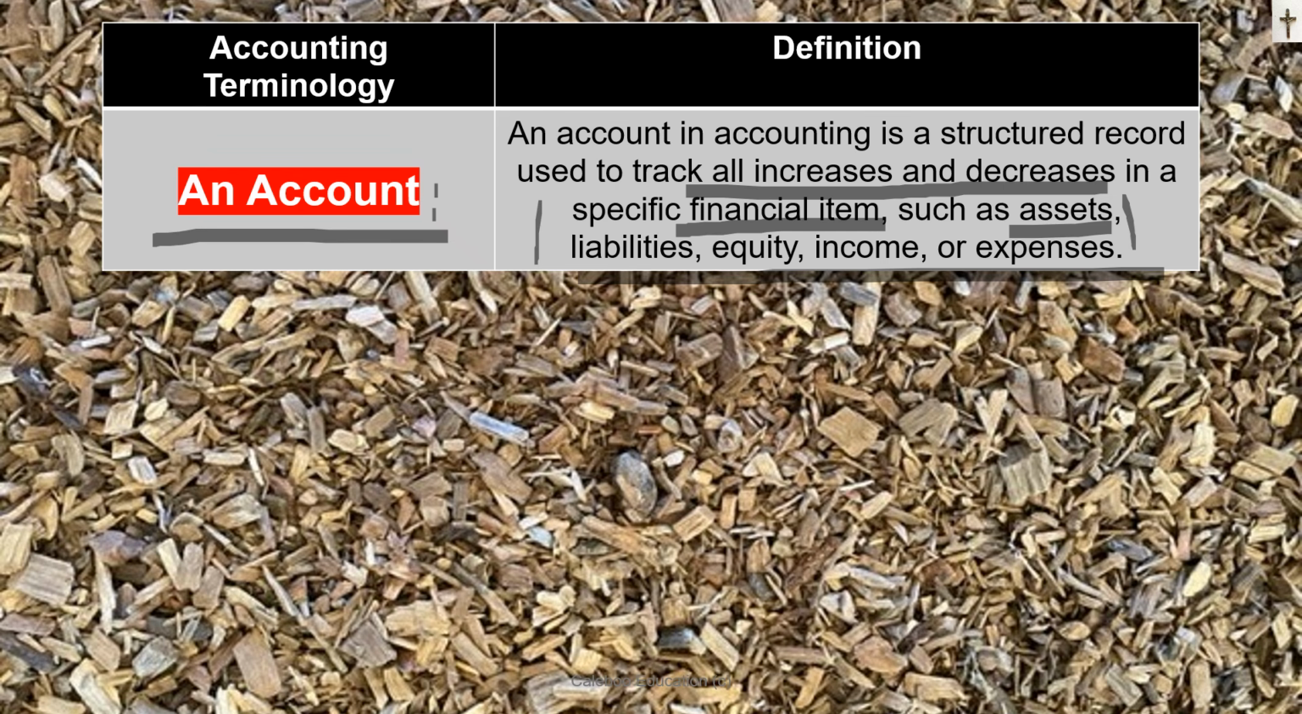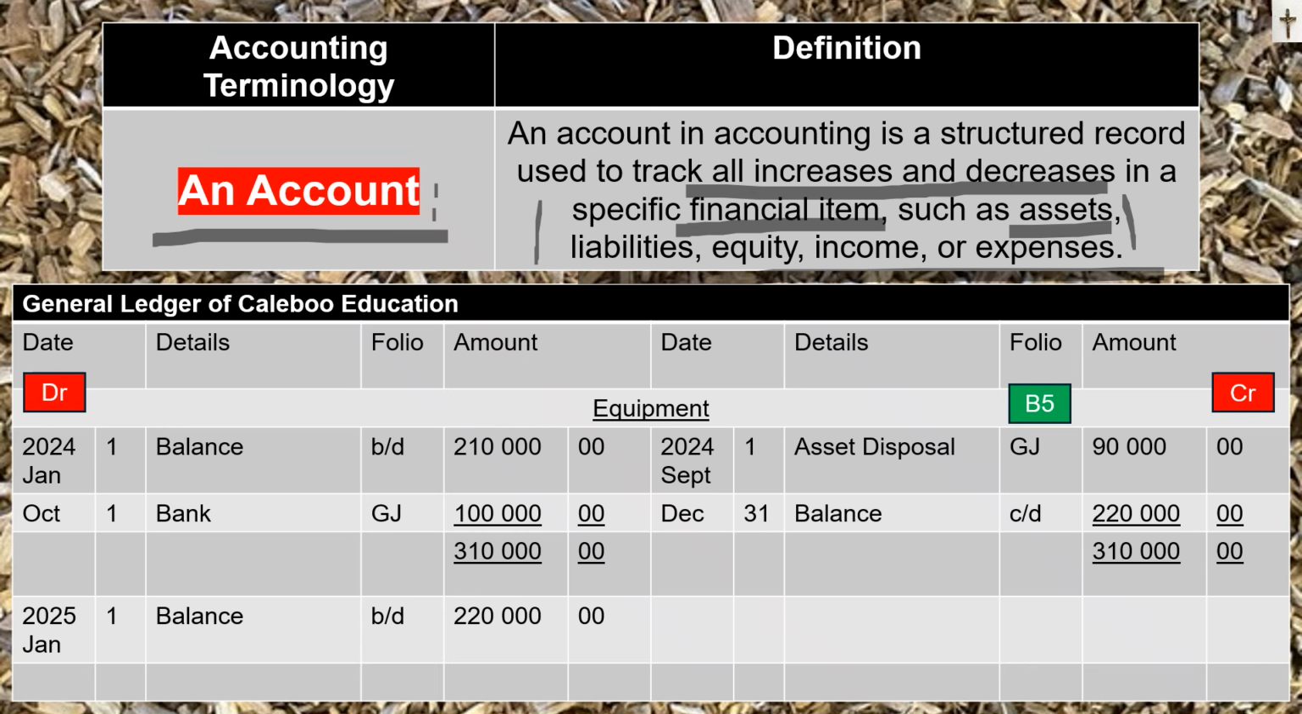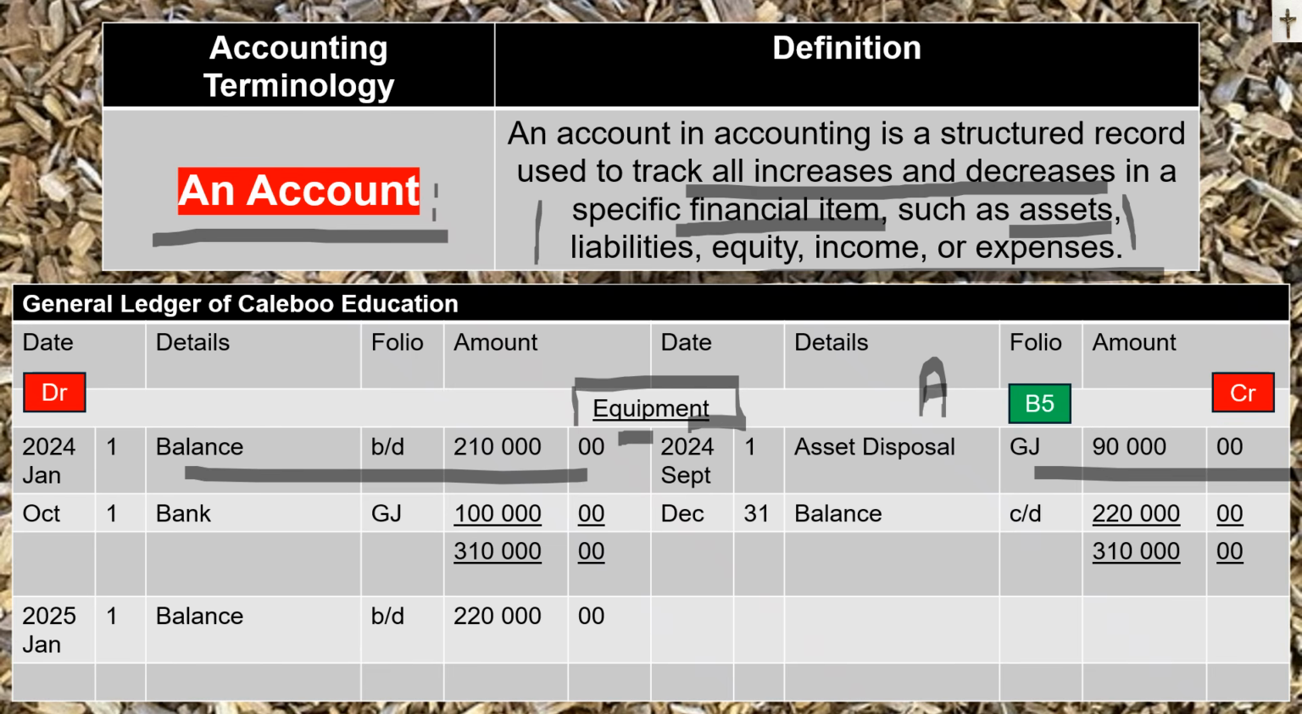But an account, and here's an example of the equipment account, which is actually an asset. And in this account here, there was equipment worth 210,000. I can see we disposed of some of the equipment. You will learn all about this through the year, but this is an example, and it documents all the transactions relating to our equipment. This is an example of an account, the equipment account.